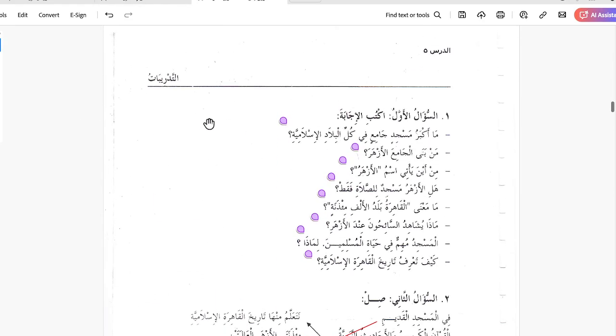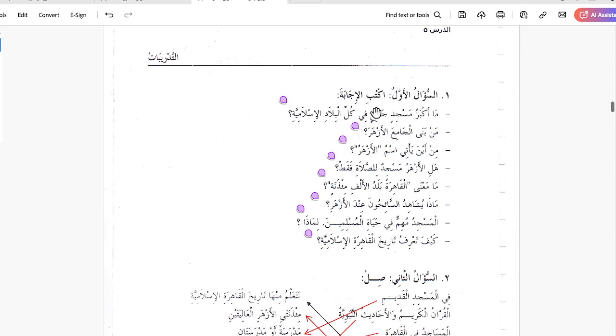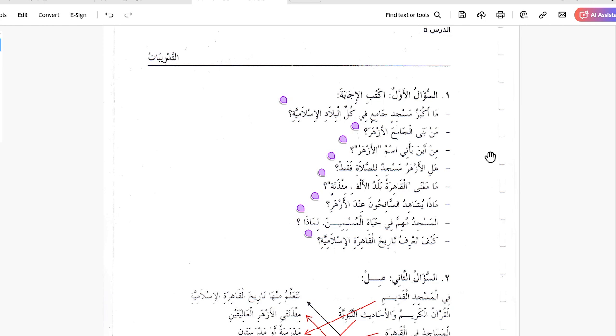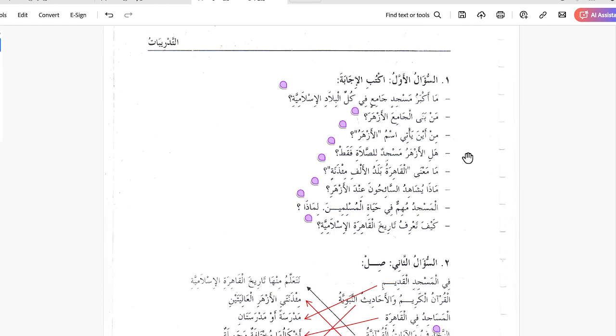So now we're going to Tadribat, the exercises. Question number 1, Uktubil Ijaba, write the answers. Question number 1, Ma akbaru masjidin jamiin fi kulli biladil islamiyati, which is the biggest mosque in all the Islamic countries. So we know Jamia al-Azhar. Akbaru masjidin jamiin fi kulli biladil islamiyati huwa al-Jamia al-Azhar. So this is taken from the main lesson.